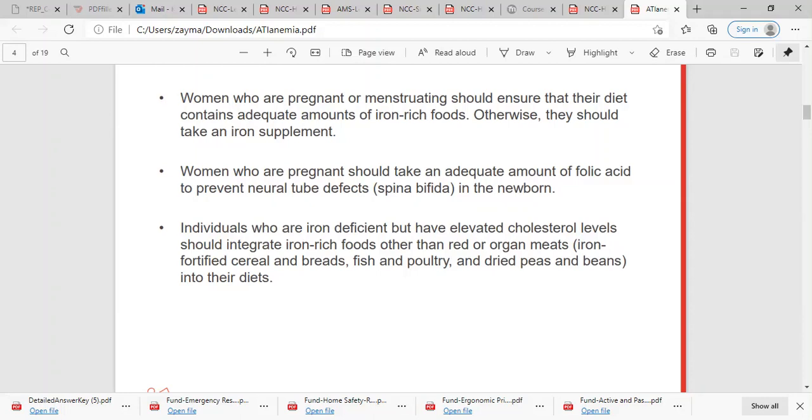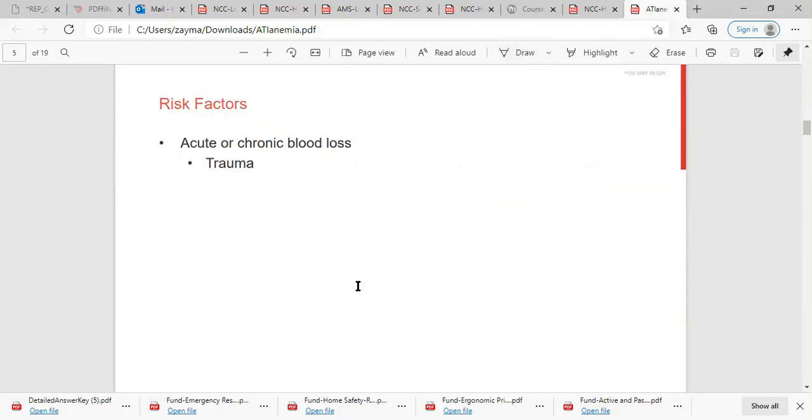Page 73 in the nutrition book discusses sources of iron, B12, and folic acid as well. So page 73 discusses anemia in the nutrition book, as well as page 8, giving you sources of iron.